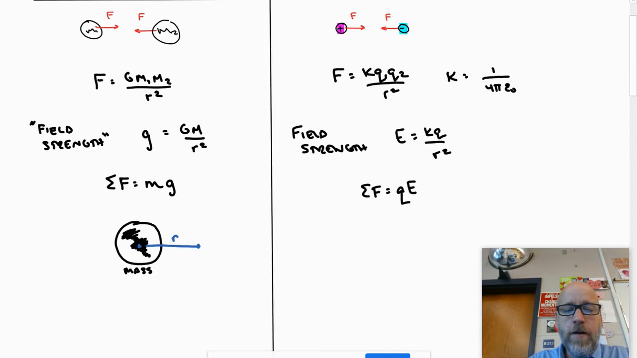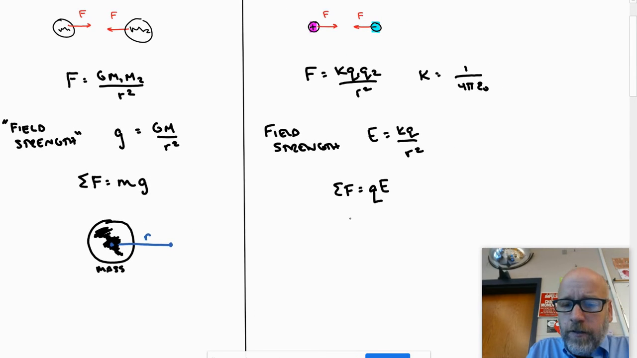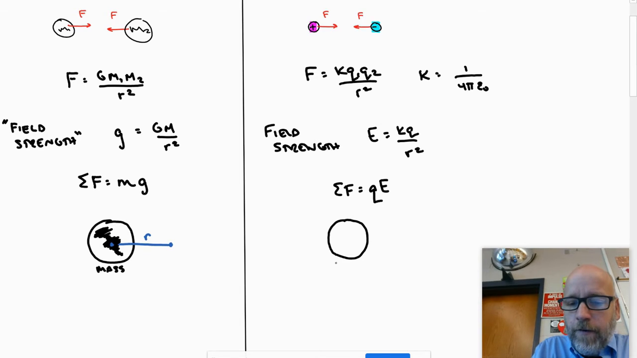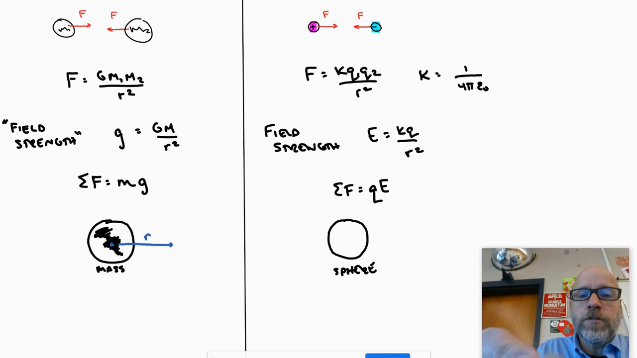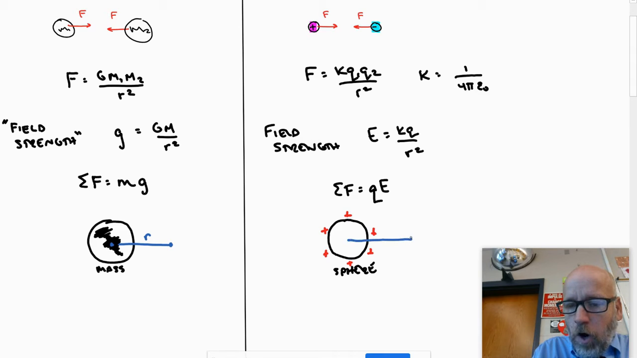All right. I could, just to continue with this analogy here, let's say I had a solid sphere with charges on the outside. Let's say that there's a lack of electrons on this sphere, leaving it with a positive charge. When I would do calculations for this, r is still actually going to be measured from center to center.